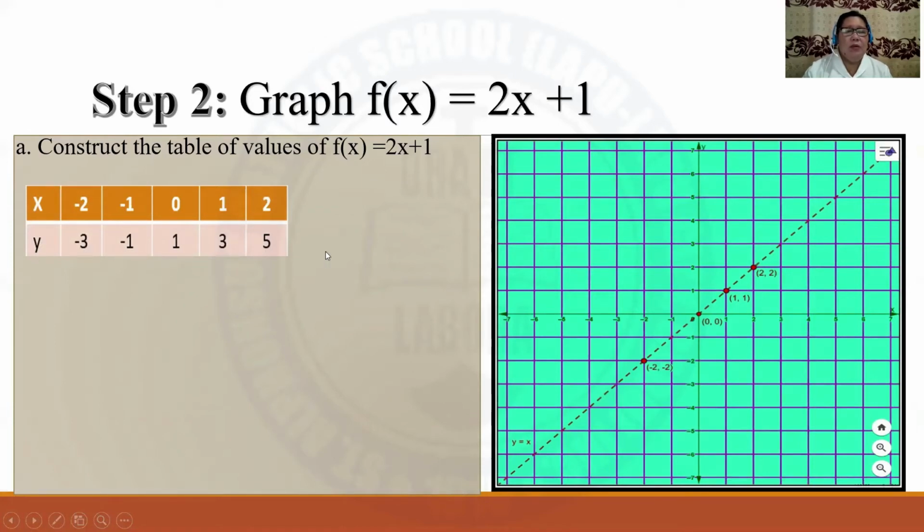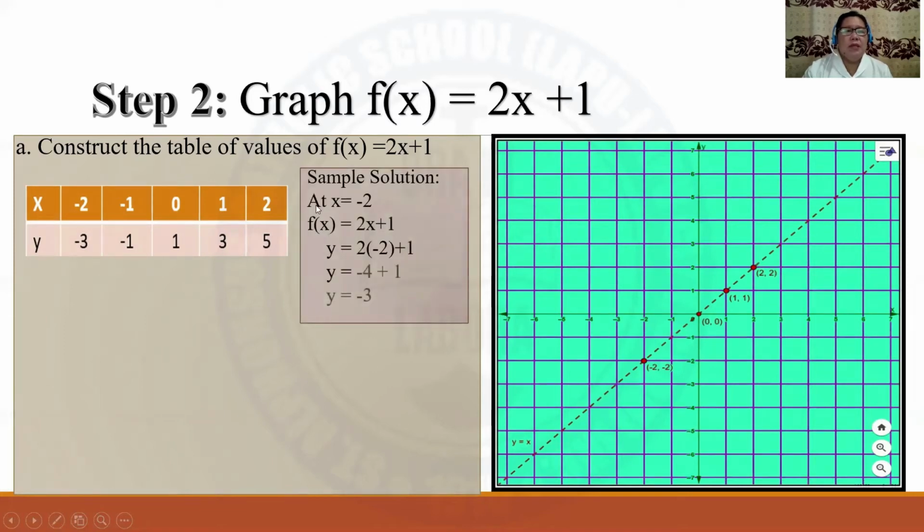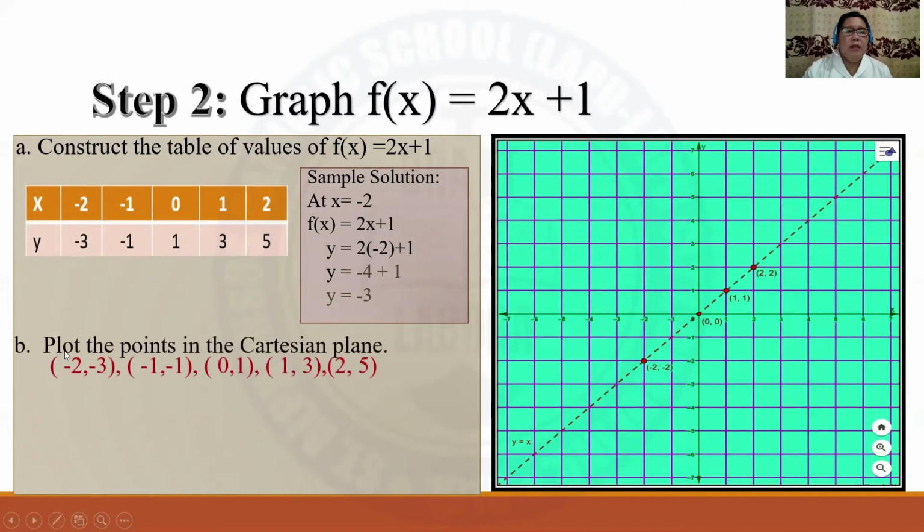I will give you only one example on how to get the value of y. So, for example, at x is equal to negative 2, use the function, substitute negative 2 to x. So, 2 times negative 2 is negative 4 plus 1 is equal to negative 3. Then, plot the points in the Cartesian plane. Negative 2, negative 3, negative 1, negative 1, and so on.